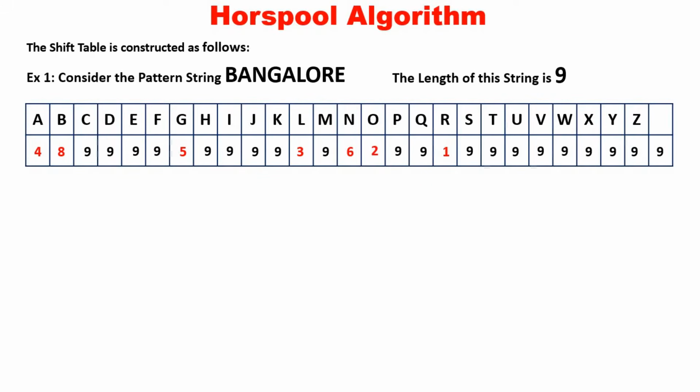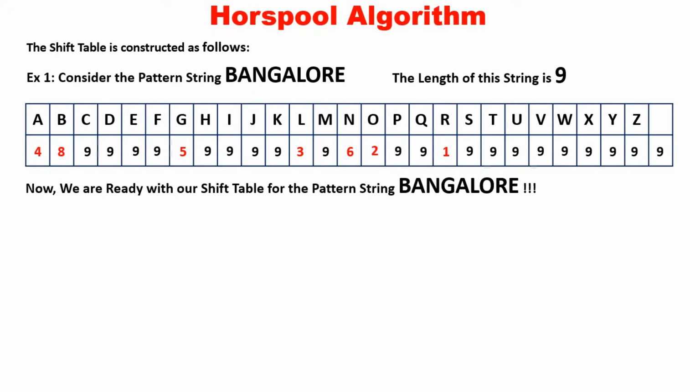Last character we should not do anything. That is E. E is the last character. For that we should not do anything. Except the last character, for all the characters we know how to compute the shift table. So now we are ready with the shift table for the pattern string Bangalore. I think it is quite simple. Anyway, I'll take another example.